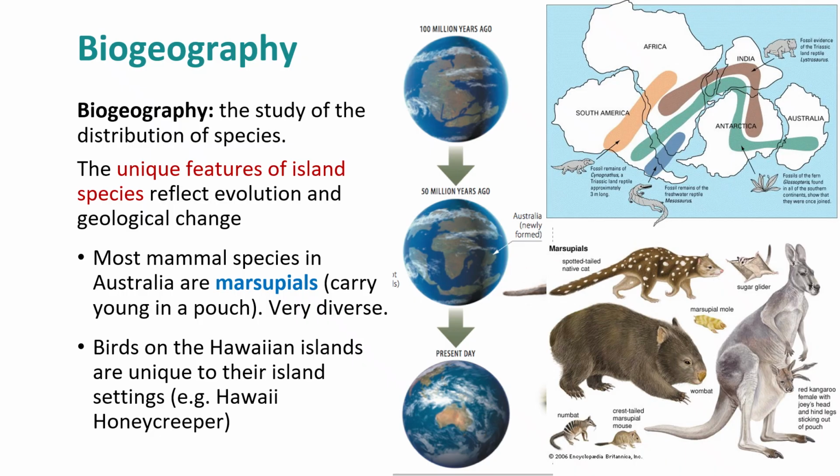A good example is marsupials in Australia. Marsupials are animals that carry their young in a pouch. They're very diverse in Australia. In fact, most mammal species in Australia are marsupials, which is not common anywhere else in the world. This is suggested to be due to an early isolation of Australia from the other continents. That's when these marsupials evolved.